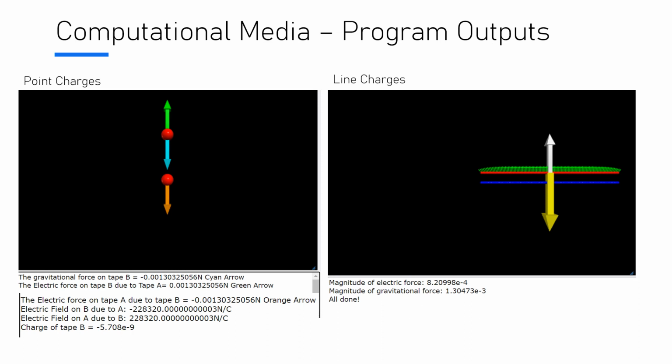Here we have a snapshot of the program outputs. To your left, you have the output obtained for the point charge model, and to your right, you have the output obtained for the line charge model. It is important to remember that for the line charge, we assumed 100 point charges in the line, which just made the calculations more accurate.